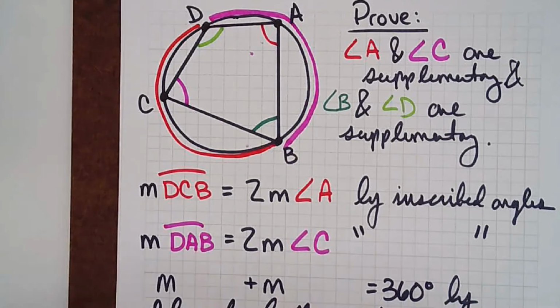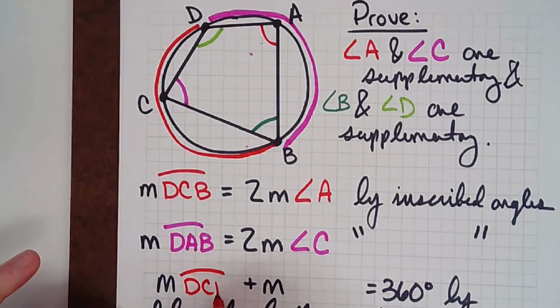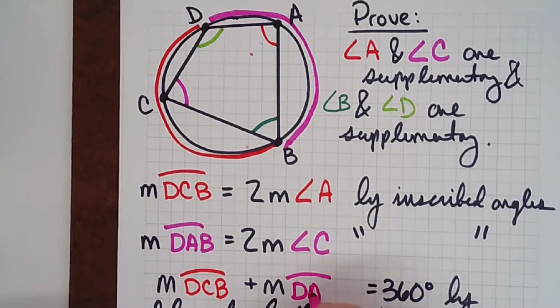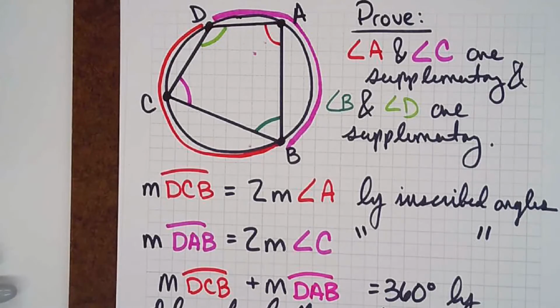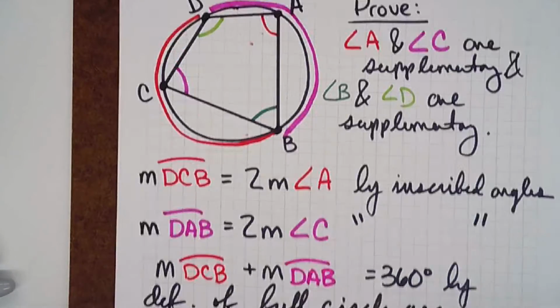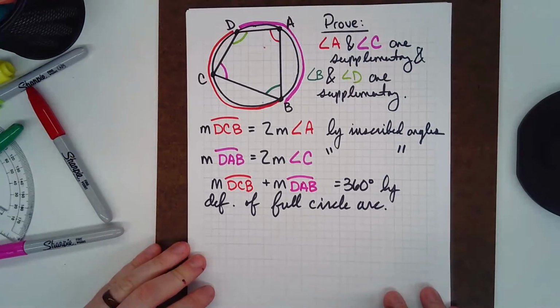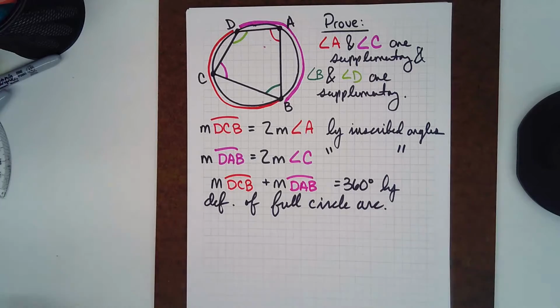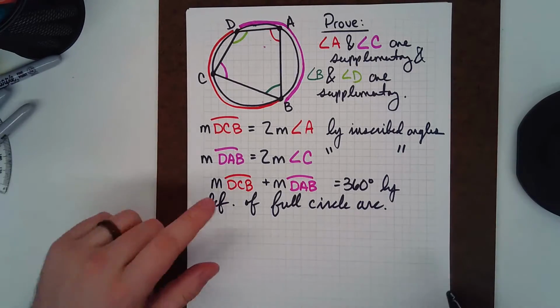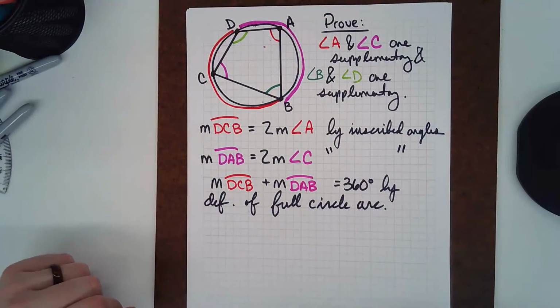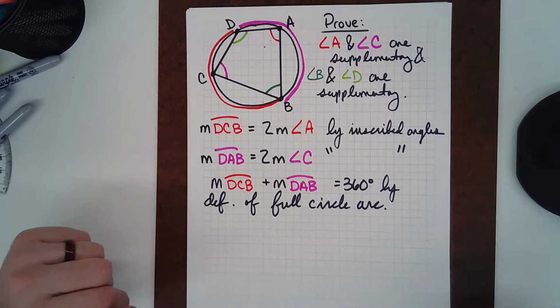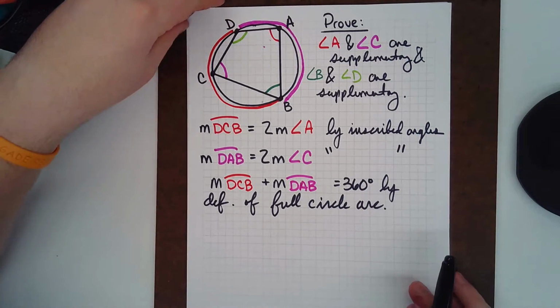All right, let's fill in the things. So we know this arc, DCB, plus arc DAB. When their measures are added together, they're going to add up to 360 because altogether they make a full circle arc. Let's try to zoom out a little bit. There we go. You see all my pens over here. So these two arcs put together are going to add to 360 because that is what a full circle arc is. It's a full circle, and full circles are 360 degrees.